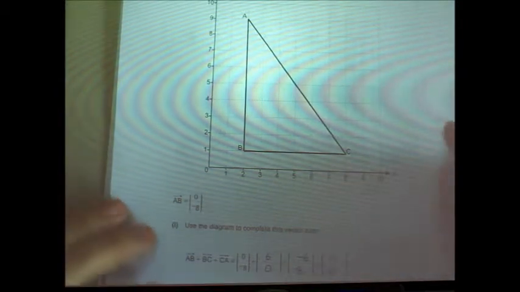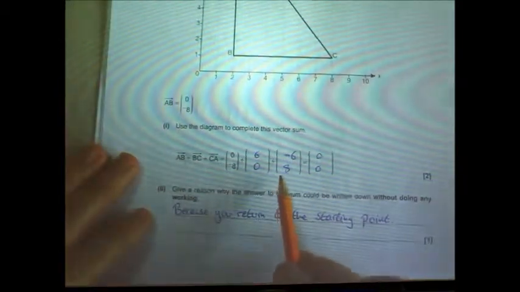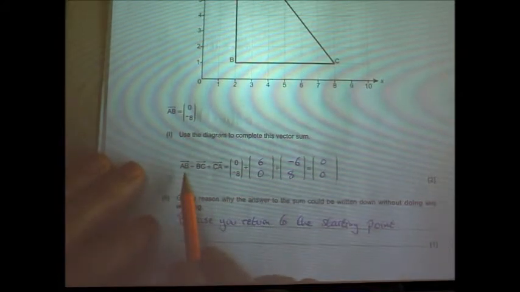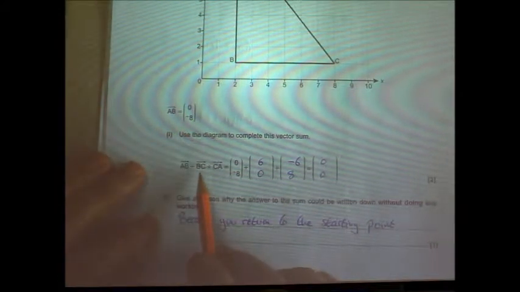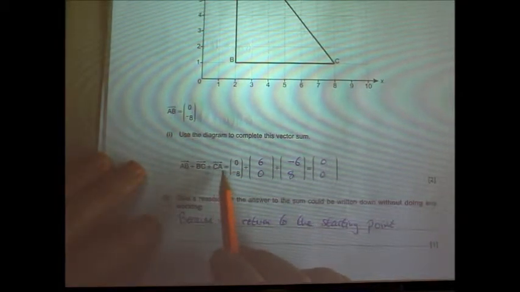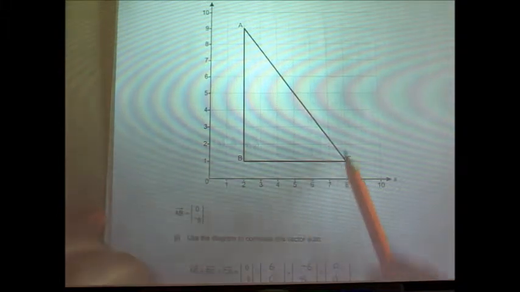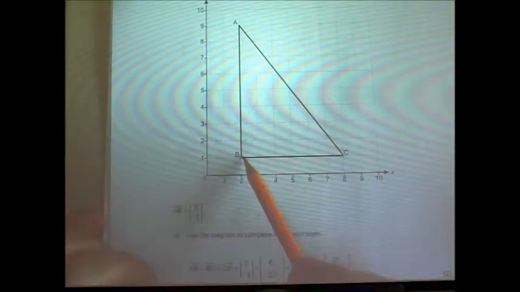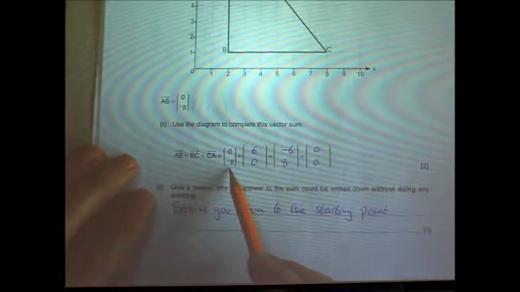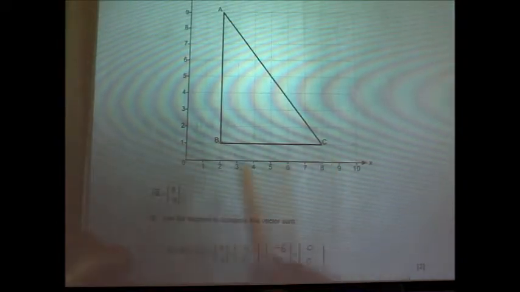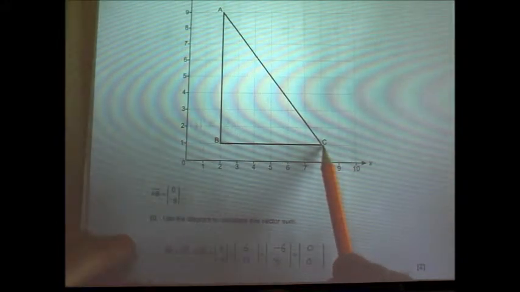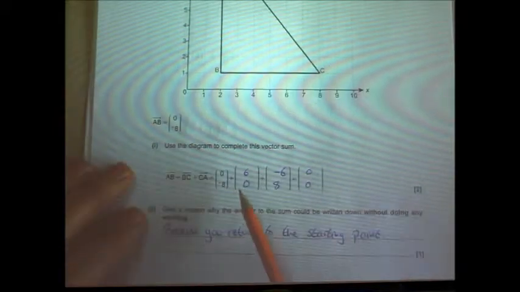Anyway, use the diagram to complete the vector sum. So we're doing A to B, which they've done, plus B to C, plus C to A. So basically what we're doing is coming from here, down here, across here, and up there. So from there to there, it is 0 minus 8, which is what we've got. From here to here, it is across 6 and up nothing. So that's why it's 6, 0.